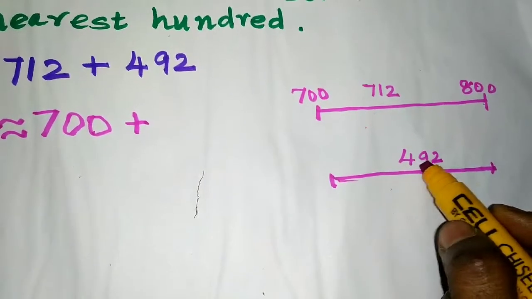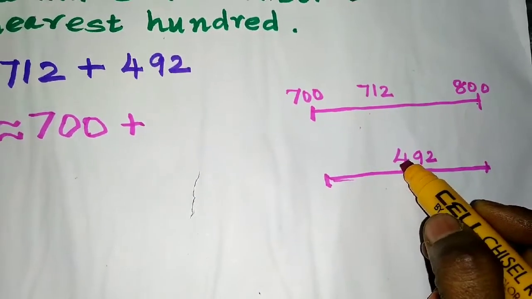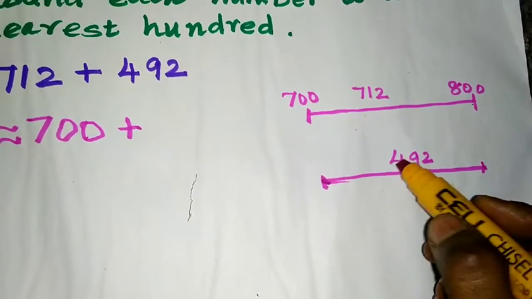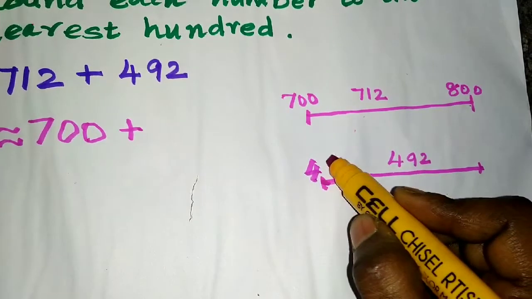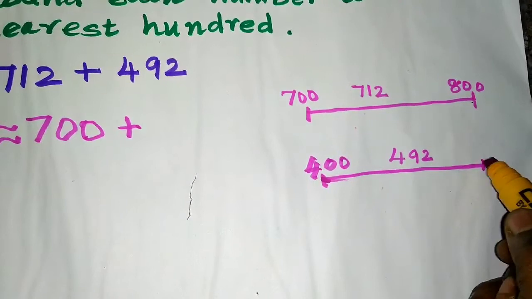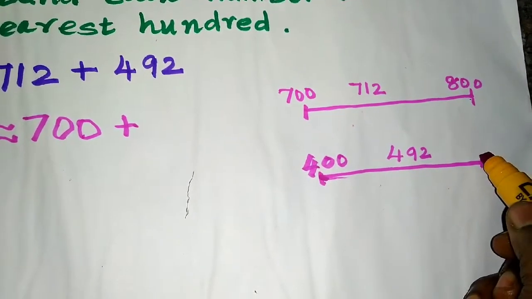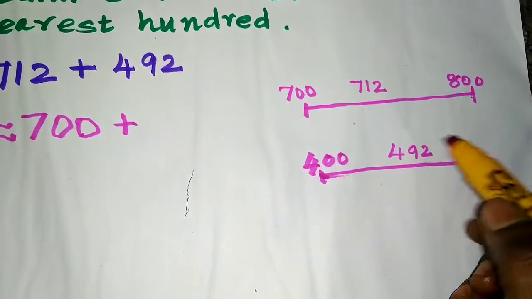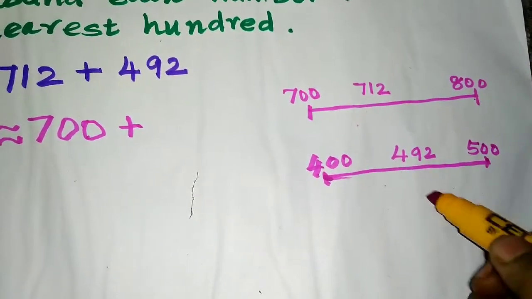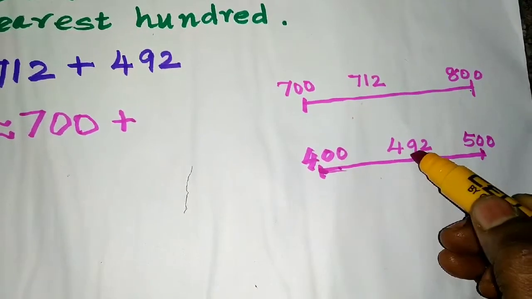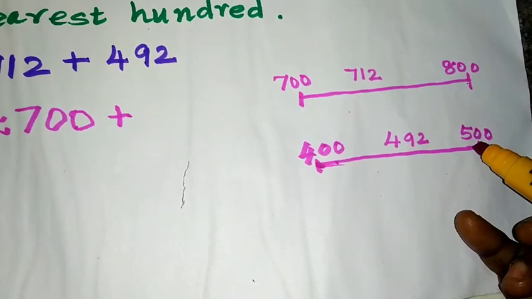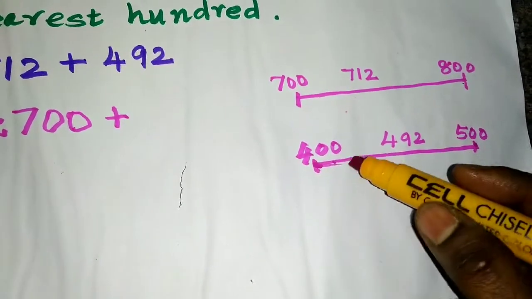So before 492, which is the nearest 100 value? 400. Because I already said, in ones and tens place, while rounding off the value, we have to put 0. So 400. Before 492, 400 is the nearest 100 value. After 492, which is the nearest 100 value? After 400, 500. Are you clear? In ones and tens place, we have to put 0 while rounding to the nearest 100. Are you clear, children? From these two, which is the nearest value?